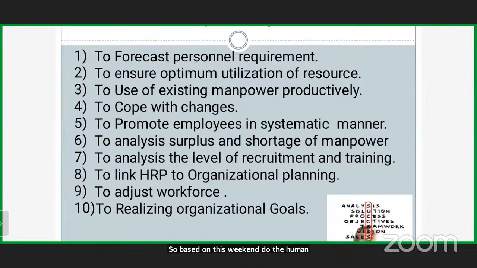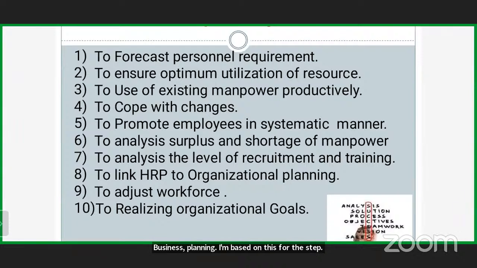Apart from these, to analyze the level of recruitment, selection, training. As I already told you, without human resource planning, recruitment, selection, training, all those things cannot be possible. That's why first we will do the human resource planning, and basing on this, the further steps can be taken by the HR department.